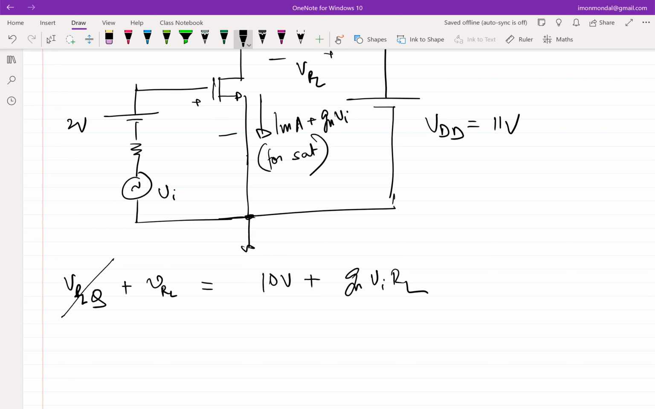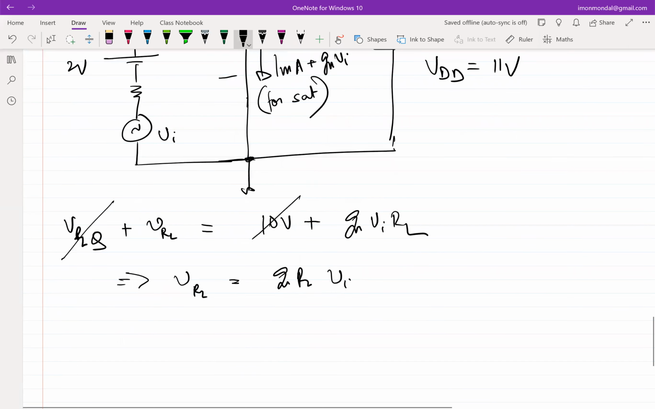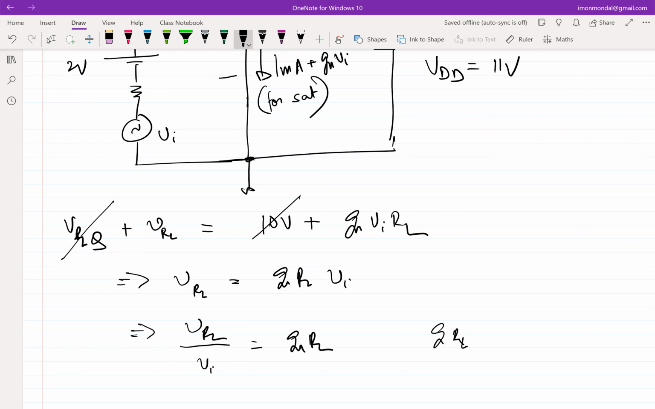So with this VRLQ, this goes. Your VRL will be GM times RL times VI, which means the relationship between the voltage across RL and VI is GM times RL. And if you can ensure that GM times RL is greater than 1, then you have amplification, right? So what is the GM here?